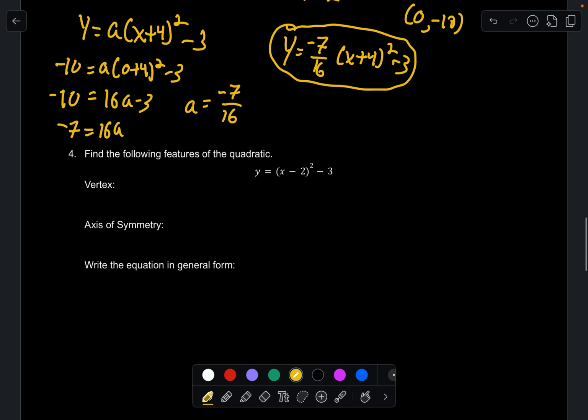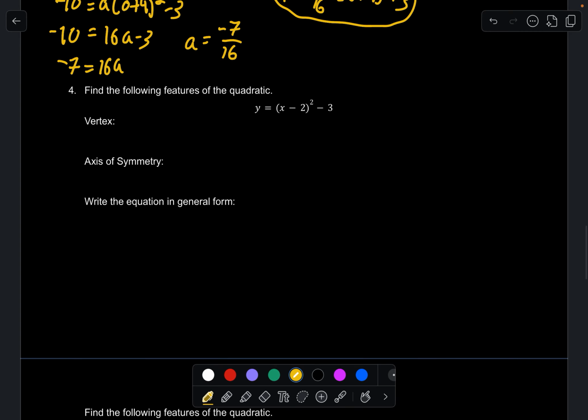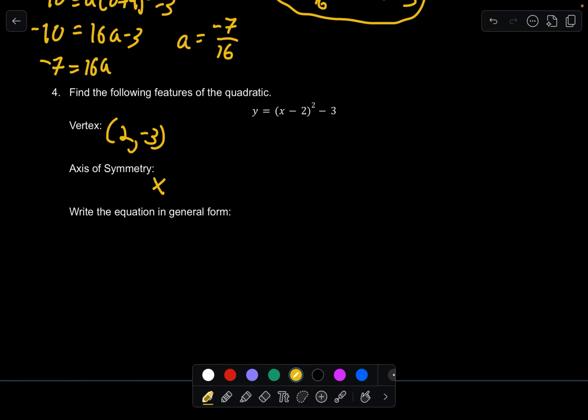Now they give you this equation in vertex form, and they want you to find the following features of the quadratic. Well, the vertex, remember, the x's are liars, so it's going to be a positive 2 comma negative 3. Axis of symmetry is whatever x is, which is 2, and you just write it as x equals 2. It's a line.